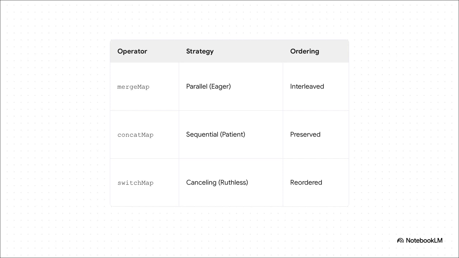The easiest way to remember them is by their personality. Merge map is the eager one. It dives in and does everything all at once, in parallel. Concat map is patient. It waits for one thing to finish completely before it starts the next, so it always keeps things in order. And switch map? Well, it's ruthless. The second a new value arrives, it cancels the old one. It's perfect for things like type-ahead search bars.